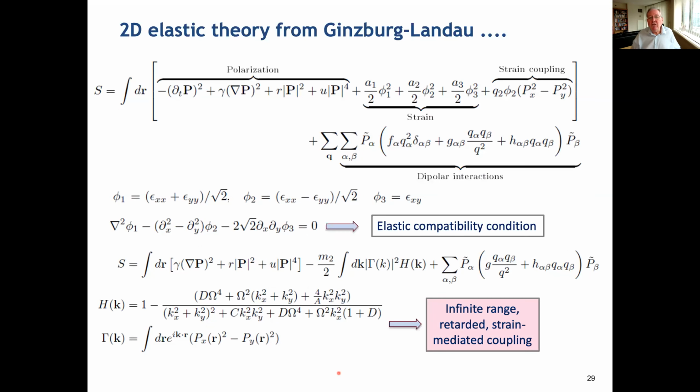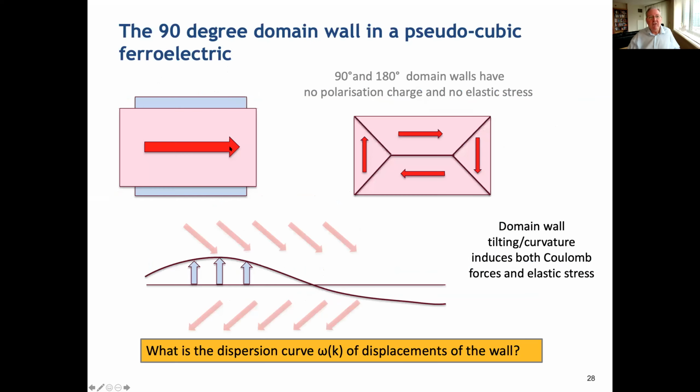So a slightly longer version, extending a little bit what I just said about elastic compatibility, one can do a 2D elastic theory from this from Ginsburg-Landau, and this is very well established in materials like barium titanate. So here, the polarization is the order parameter. Here are, in this case, 3 components of strain, and here's a coupling of px squared minus py squared with the component of strain, which is the change in shape, one of the components of shear. So it's this coupling term that produces this shape change.